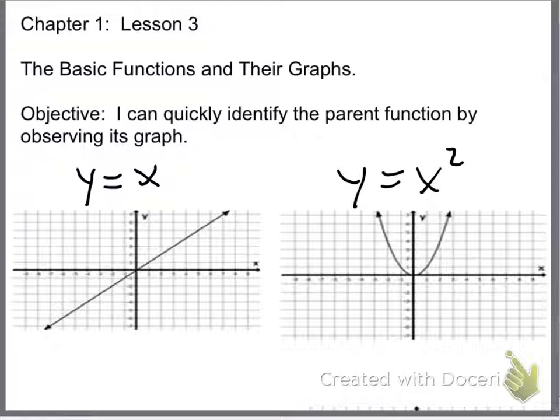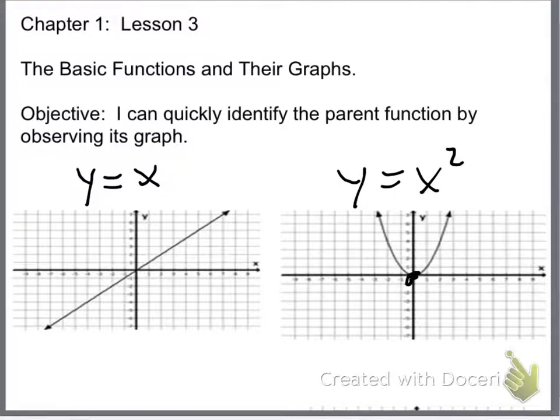The first one is y equals x, and obviously that's a line. And you can see there, every x and y value are the same. So that is y equals x. Y equals x squared is a parabola. The vertex is at 0, 0.